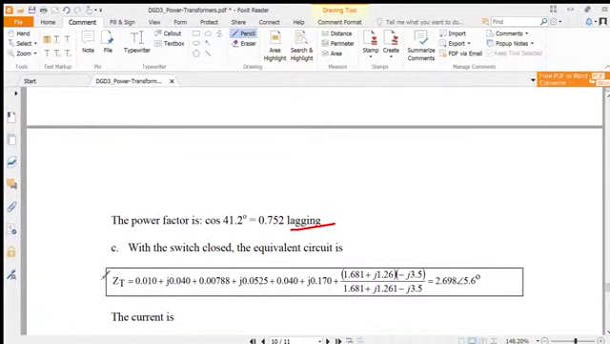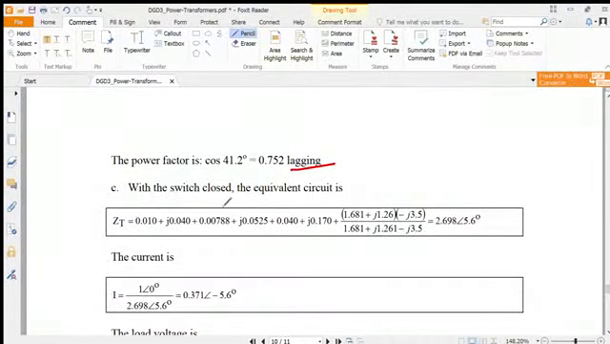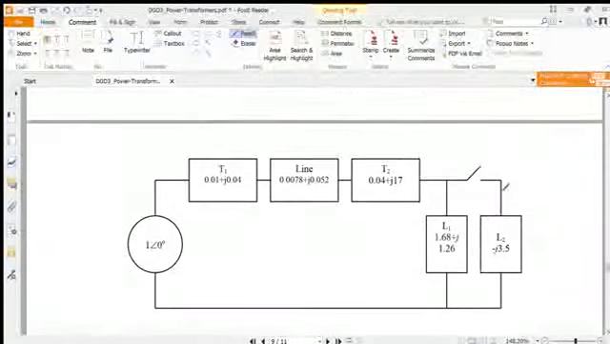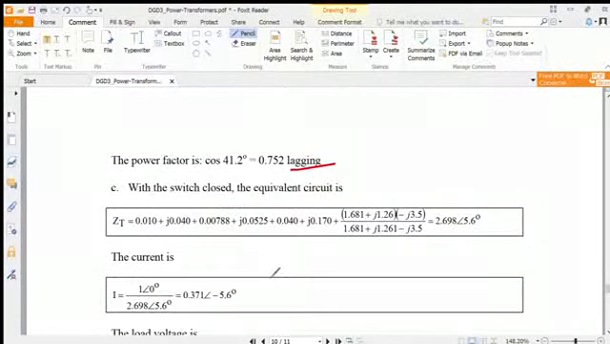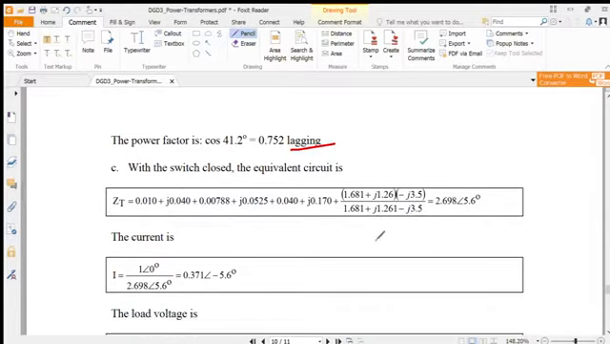Now in the third part, when the switch is closed, these two loads are in parallel. So we have to apply the parallel formula: Z1 Z2 divided by Z1 plus Z2. The total impedance will be for transformer 1, transmission line, transformer 2, and then these two loads in parallel. So here we have the total load impedance.